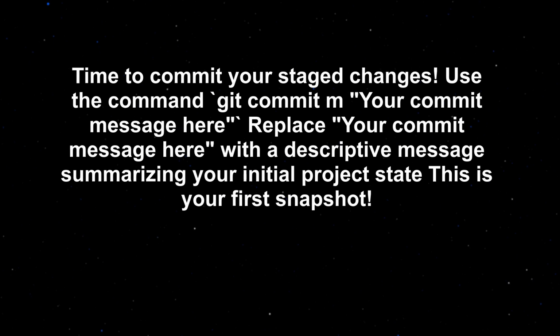Time to commit your staged changes. Use the command git commit -m "your commit message here". Replace your commit message here with a descriptive message summarizing your initial project state. This is your first snapshot.